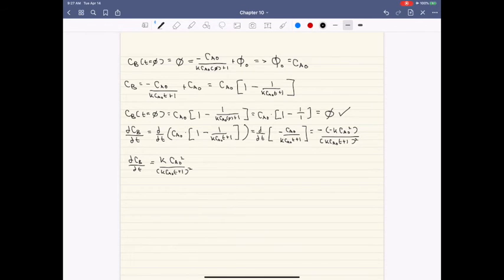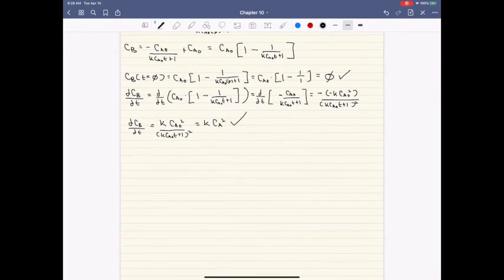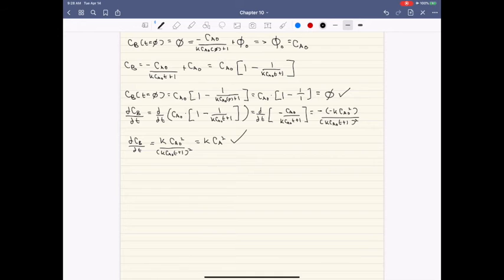And of course, this right here is just our CA equation squared. And so that's the differential equation we started with. So our CB equation seems to accurately describe our system at hand. So I'll rewrite it here. Over k CA naught t plus 1.